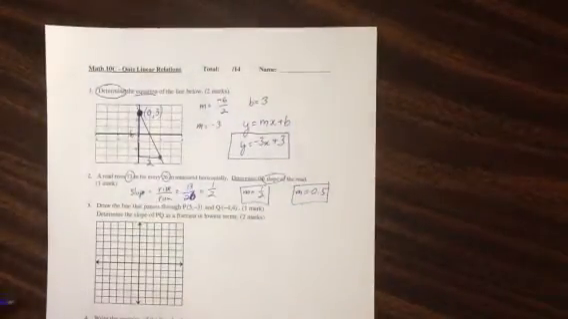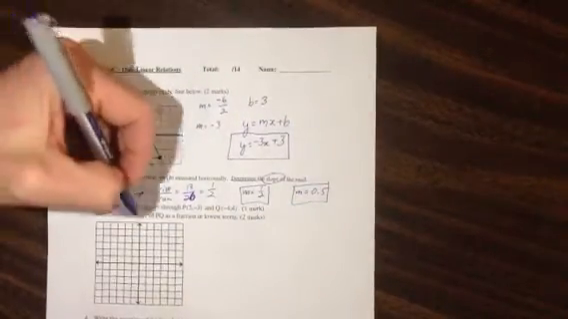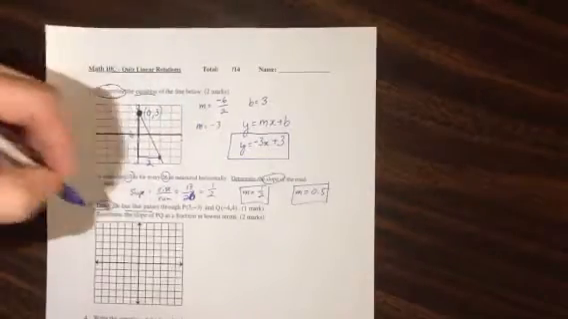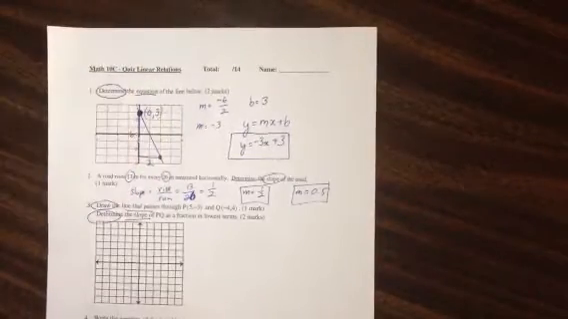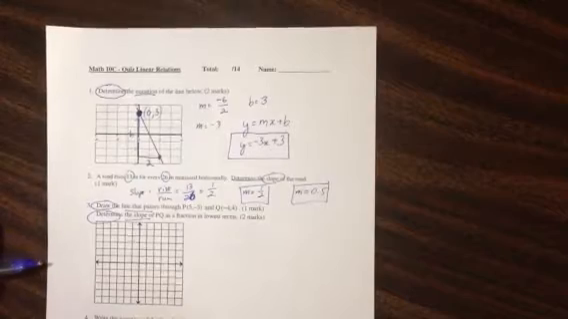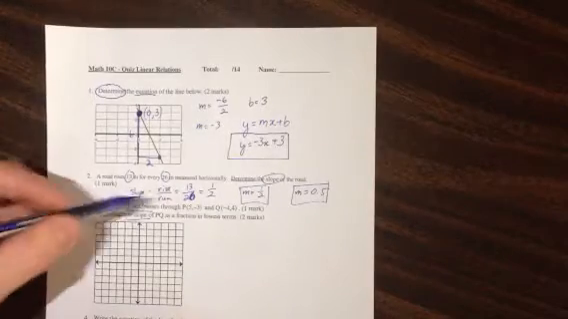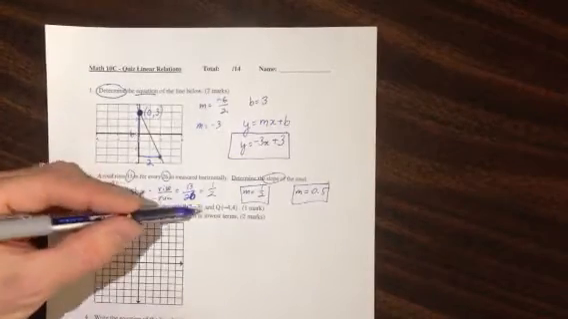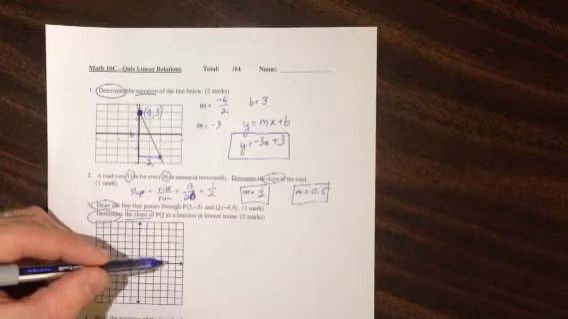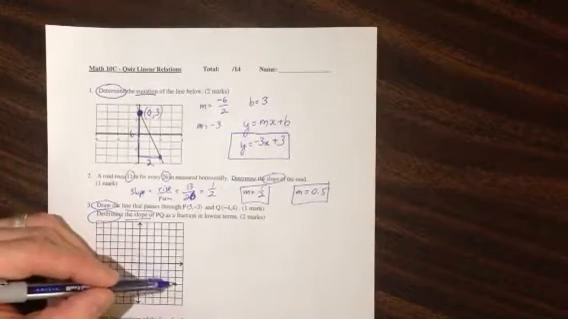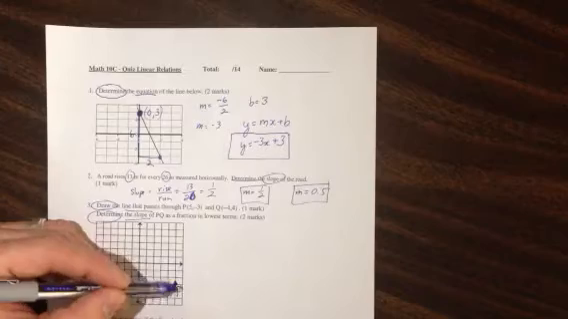Okay, the next one says we have to draw the line. That's 1 mark, and determine the slope. So 2 command words, 2 different things we have to do. So the first thing we're going to do is draw the line. So I'm going to go to 5, negative 3. 1, 2, 3, 4, 5. 1, 2, 3. Negative 3 right there. And that's P.